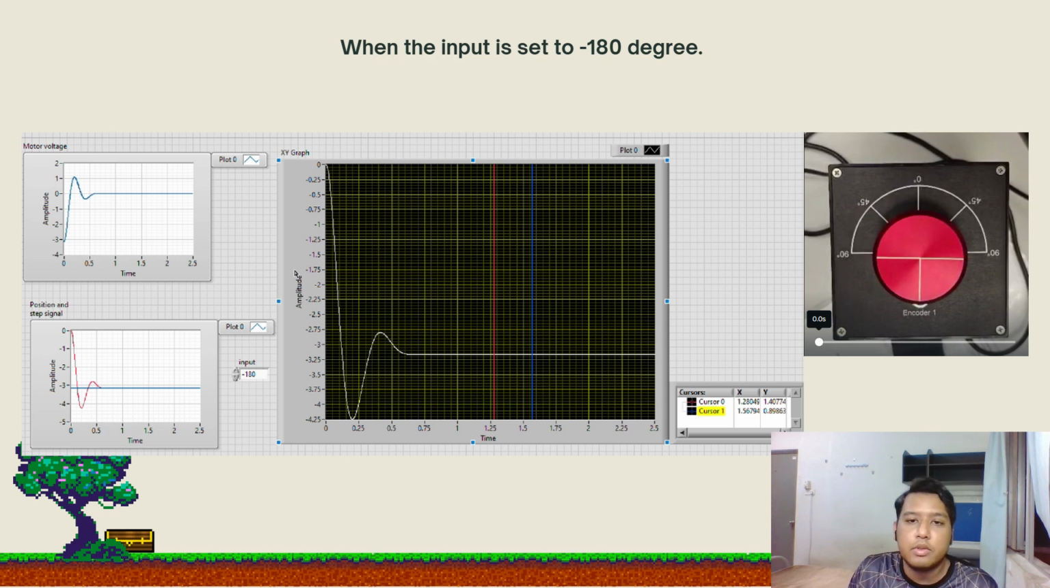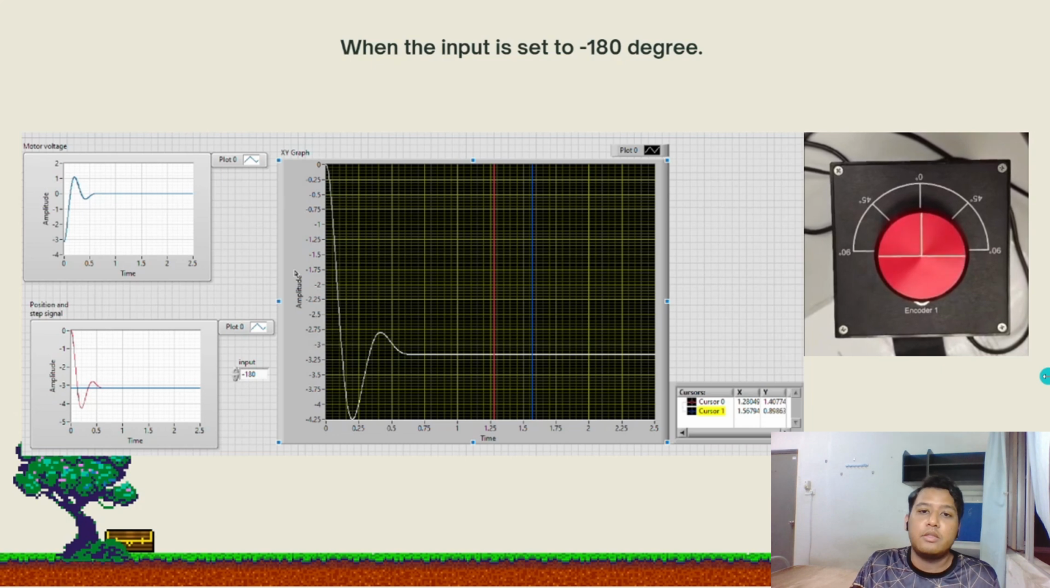When the input is set to negative 180 degrees, it tells the cube servo system to rotate the inertia disc to the negative 180 position, which means moving in the counterclockwise direction from the current angle. At the time, the disc was already at plus 180, so the system needs to rotate back to 0 and continue until it reaches negative 180 degrees.